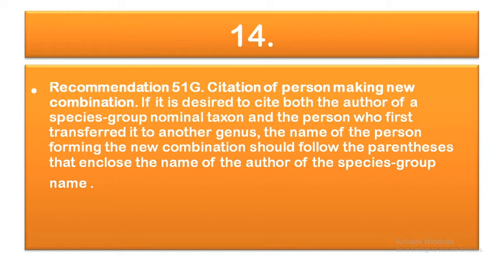Okay, it means here, earlier what we have seen, that when the original combination changes, the original author's name will be put into parenthesis. But now again the recommendation of 51G article here, the citation of person making new combination. So the author who has cited it in a new manner, his name will appear after the name of the original author. It means the name of the original author will be in parenthesis, and after that you will get the name of the new author, along with the year, right?